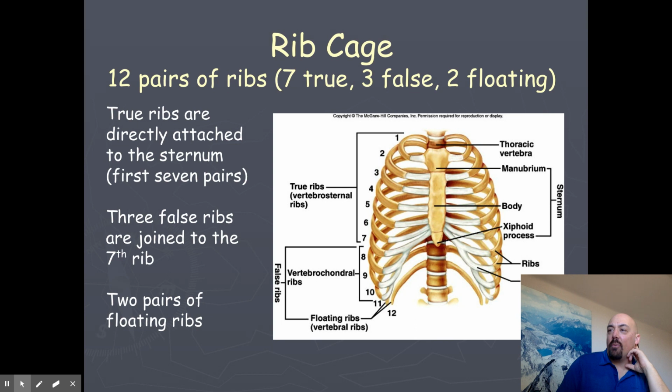And they're there to help protect our organs. When we talk about bones offering protection, they're there to help protect our lungs, our kidneys, our liver, our spleen, all these abdominal organs we're going to learn about later. Those are all in that area, and so those ribs help protect it.